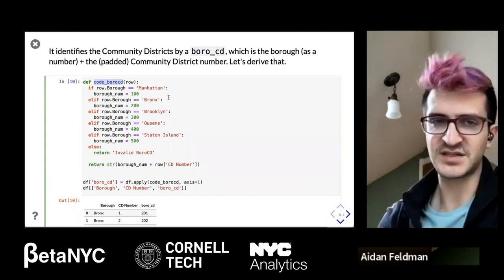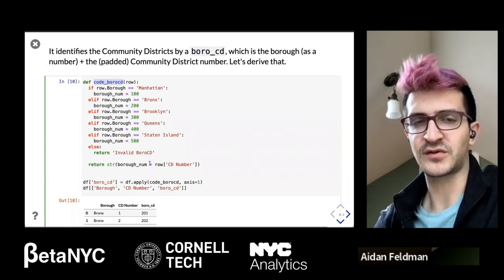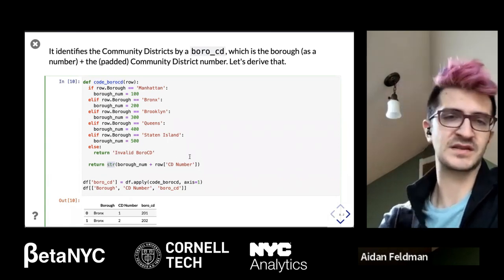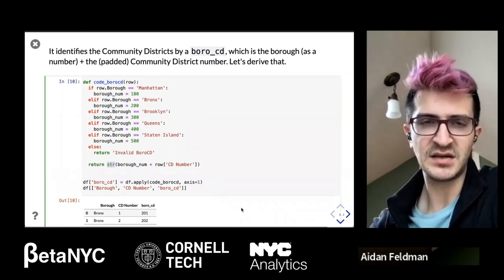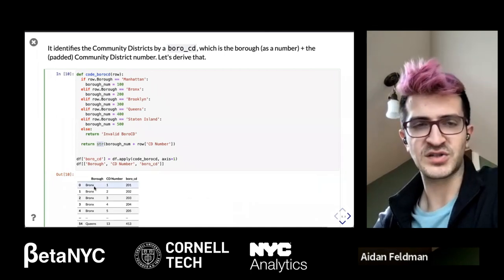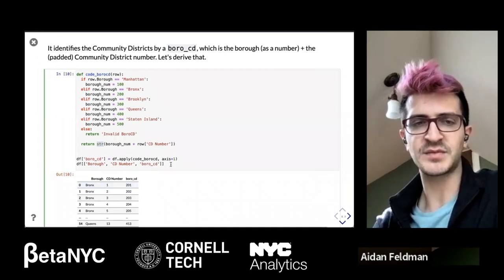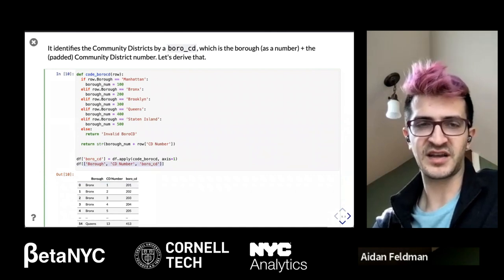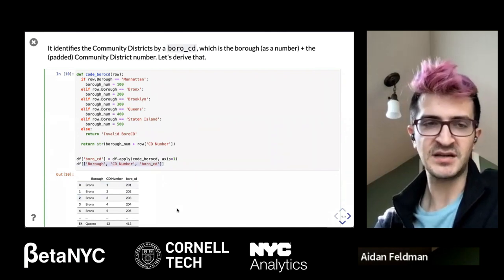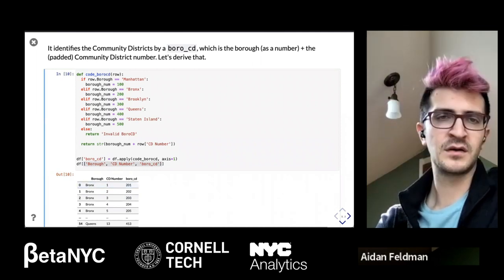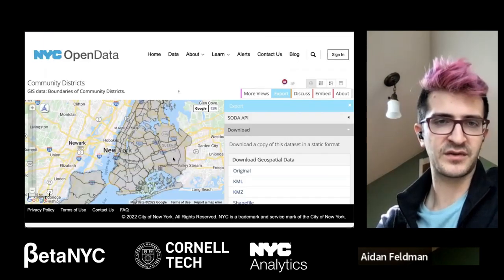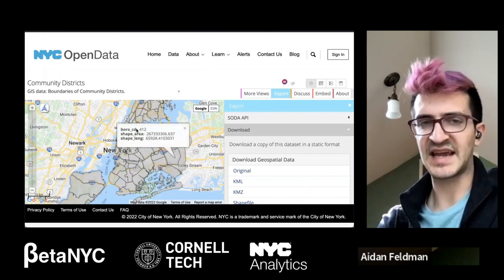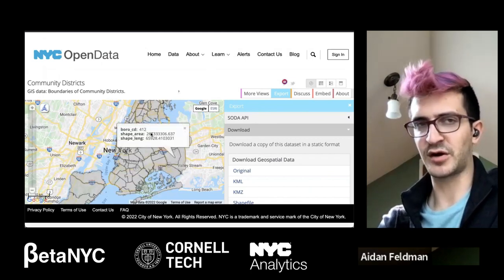So one is the first digit, and then add the community district number and then turn that into a string. So this is just a way to derive that three digit number. When we do that, we can see the output here, where I'm just outputting a subset of the columns. I'm taking that data frame and passing in a list of the column names that I want to see. So Bronx one, the borough code that's derived is 201. We need that because we need to match it up to the map, because this doesn't actually say the borough name, it just has that numeric borough code.